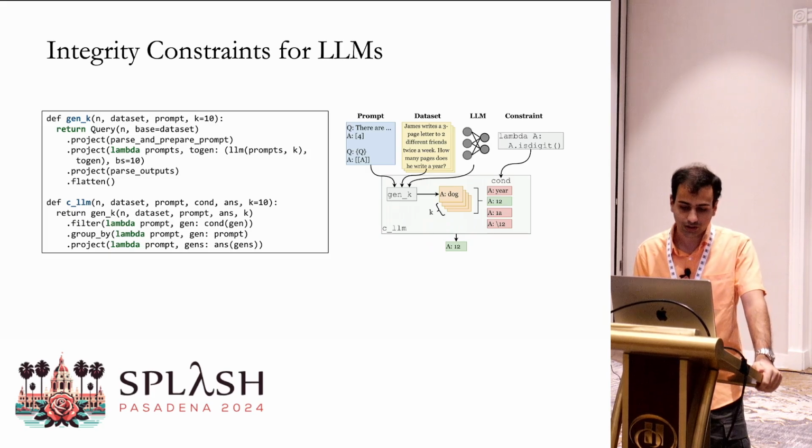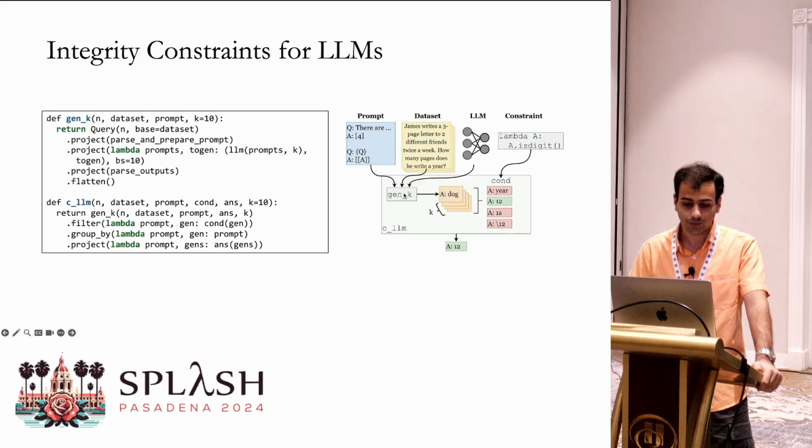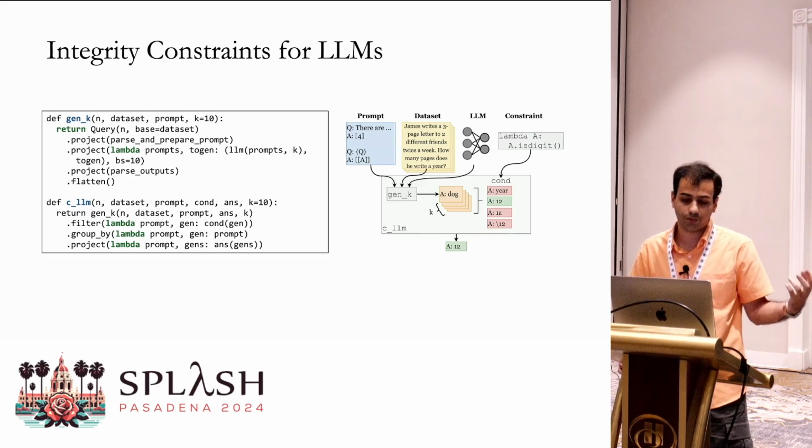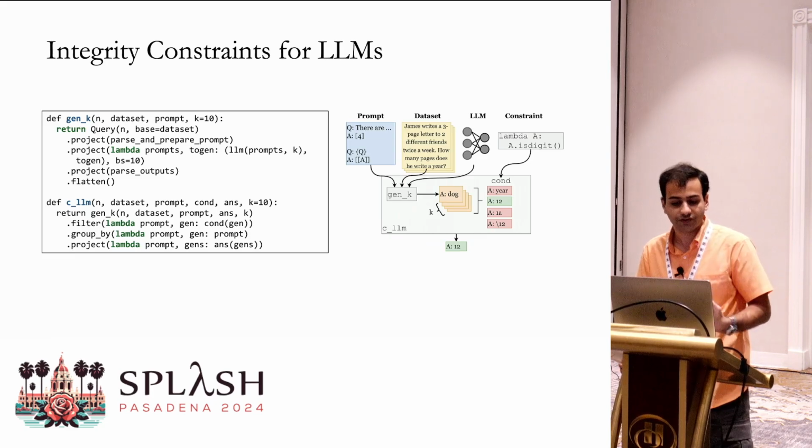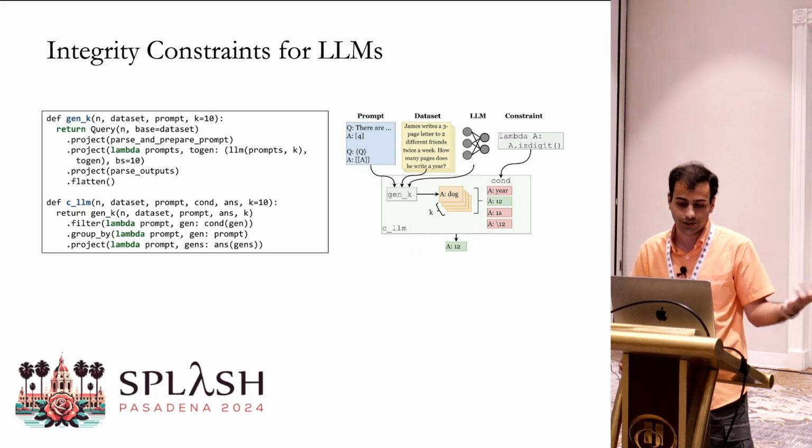But I'll explain the diagram on the right. So on the right, you can see that there is a function called genk that is responsible for generating the outputs of an LLM. What this does, it takes a chain of thought prompt, it takes a data set, it takes an LLM, and it produces answers for every single entry in the data set.